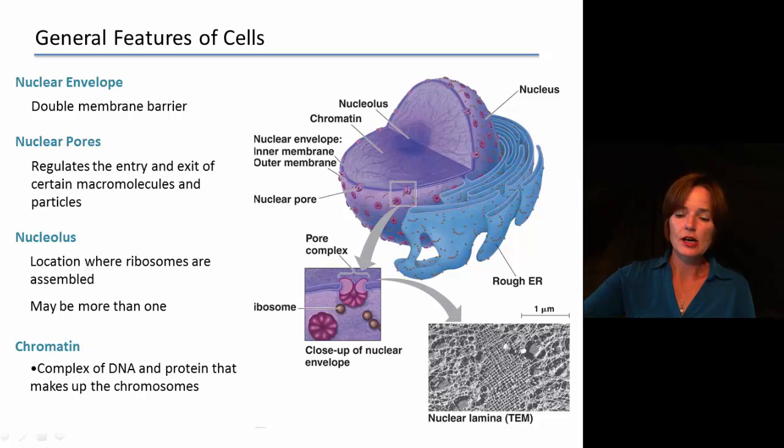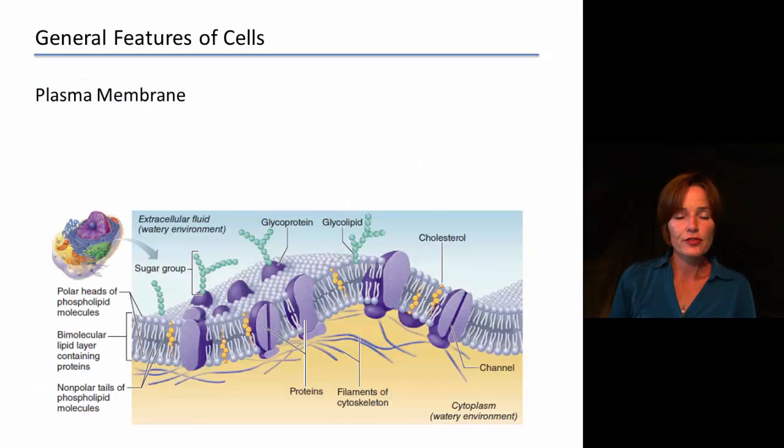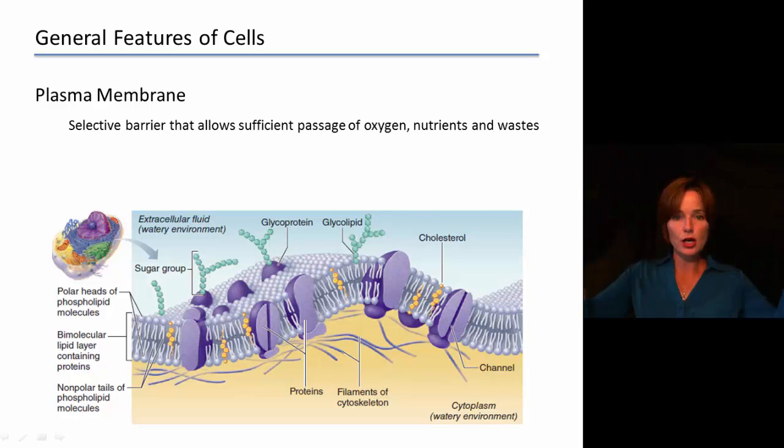So the nucleus is running the cell. That's kind of the brain, if you will. There are, though, a lot of other features for the cells that we do want to introduce here. One of them is the plasma membrane. The plasma membrane is this barrier that goes all the way around the outside of the cell. So it is the exterior of cells.